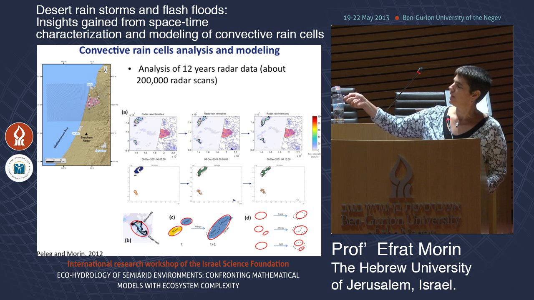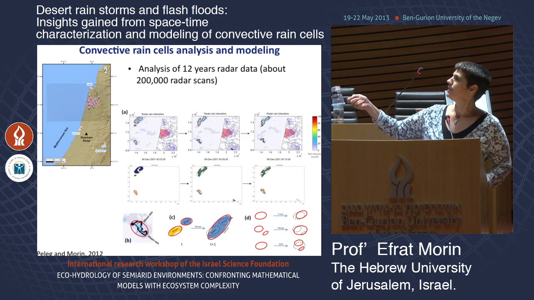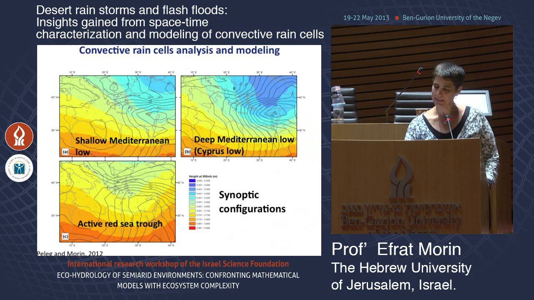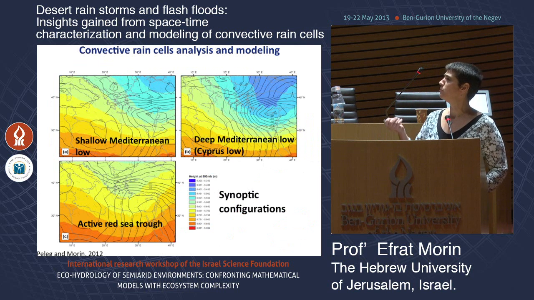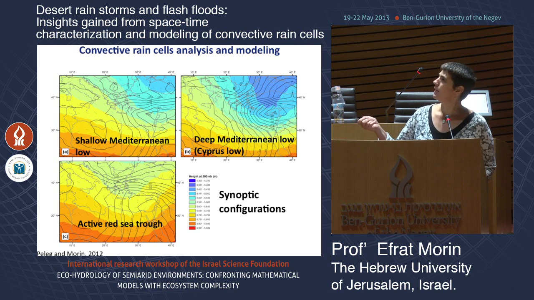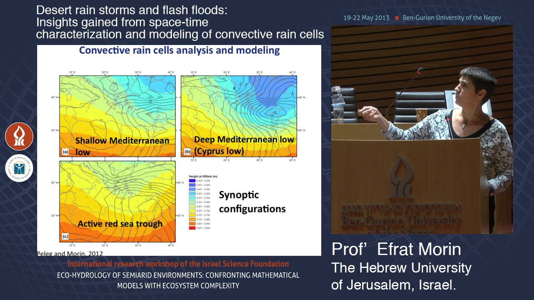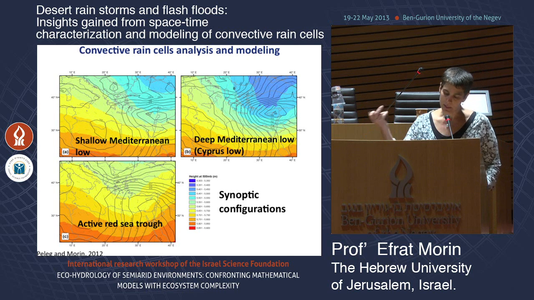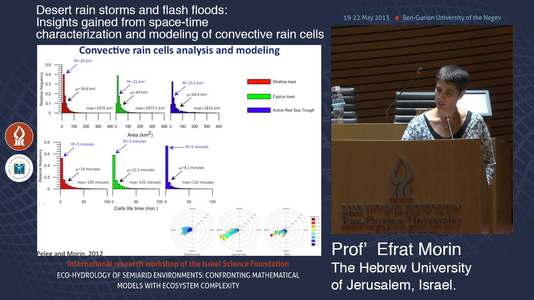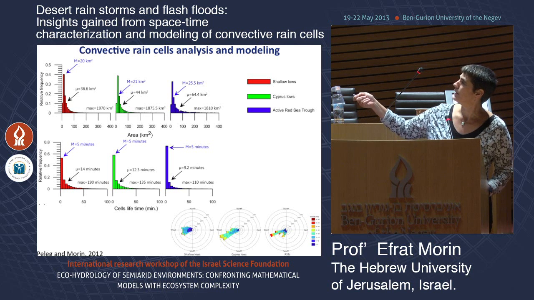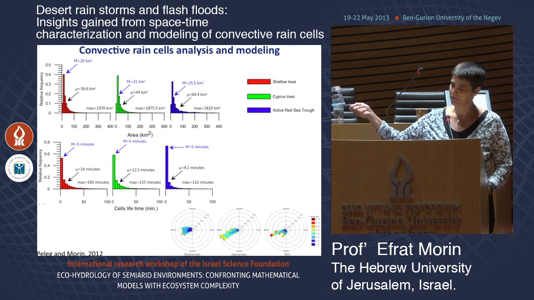And again, analysis of a large record of radar data. He analyzed many convective rain cells and fitted, again, the model. But here it was important for us also to relate it to some meteorology. And what he did, he was able to identify 3 synoptic configurations in which these convective rain cells appear. And this is the meteorology of these convective rain cells, 3 types of synoptic configuration, if you wish. The classification of the rain cell characteristics is different for each one of the synoptic configurations. They are Mediterranean lows, deep or shallow, or an active Red Sea trough.